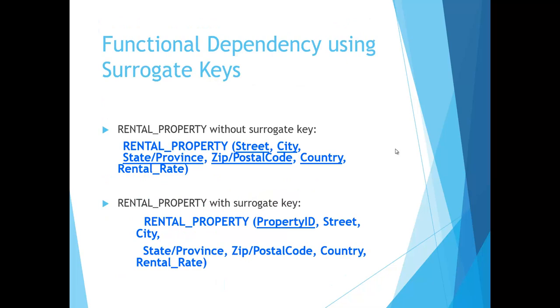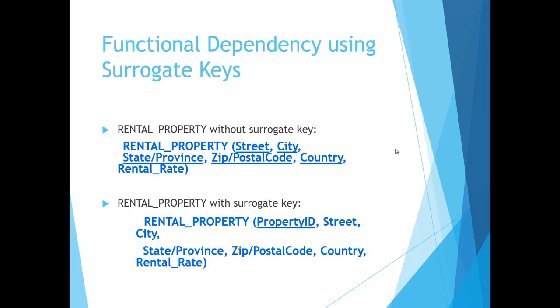In some situations, it's very hard to find a determinant that's unique and can determine all the other attributes in the table. At that point, we can add a unique numeric attribute that can be used as a primary key. We addressed that type in a previous session and called it a surrogate key. The surrogate key is a primary key that has been added to determine other attributes in the table.